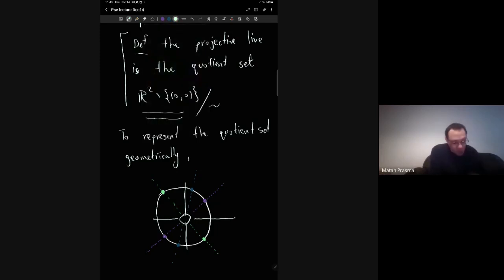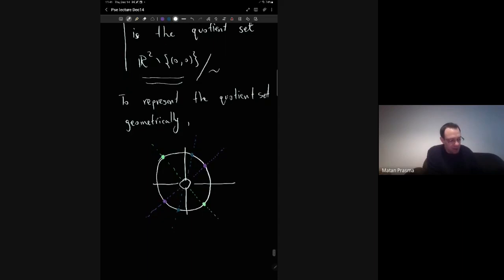And so if I identify two antipodal points, you can think of the projective line as simply one half of the circle in which I identify the two ends.